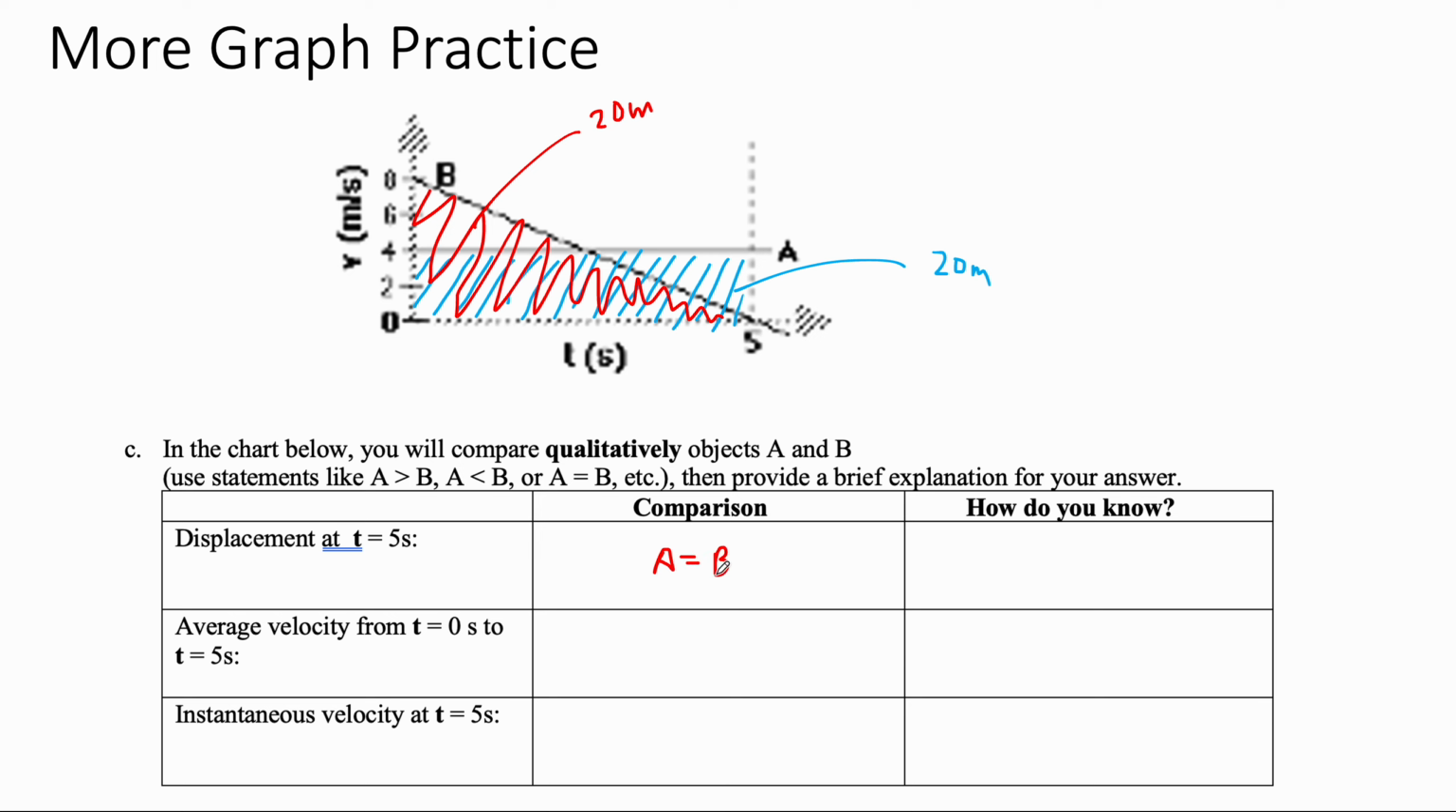Now, what about their average velocity? Well, for A, it's just 4 meters per second. For B, it started out at 8, ended up at 0. Its average velocity then, 8 plus 0 divided by 2, is still 4. They actually have the same average velocity over that entire interval. They actually went the same distance in 5 seconds. Who has a greater instantaneous velocity? Well, in this case, A wins. Why? A's still going 4 meters per second, whereas B at this instant is actually going 0. And you can see that from the graph.